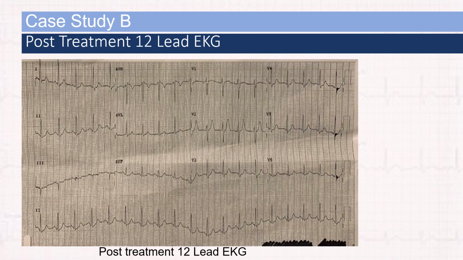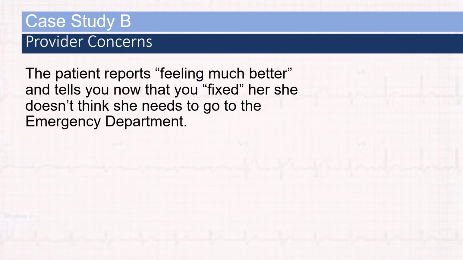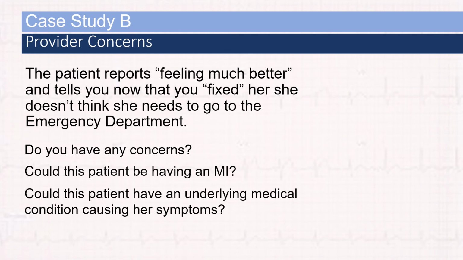This is your patient's post-treatment 12-lead EKG. The patient reports feeling much better and tells you now that you fixed her, and she doesn't think she needs to go to the emergency department. Do you have any concerns? Could this patient be having an MI? Could this patient have an underlying medical condition causing her symptoms?